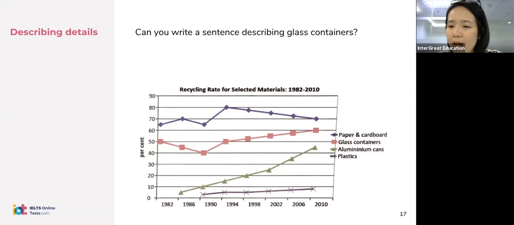Excellent. Thank you. We have 2 answers here. I can see an answer from Rania here. The percentage of recycled glass containers decreased gradually from 50% to 40% over the period between 1982 and 1990. Then it started to increase to reach 60% by 2010.